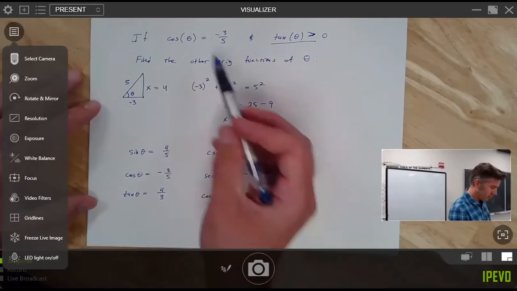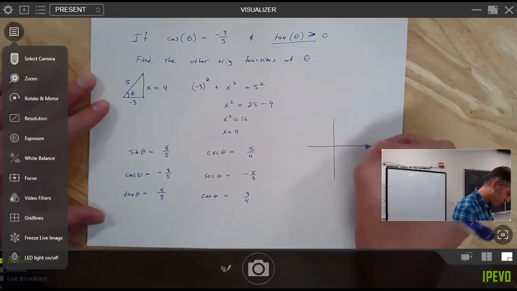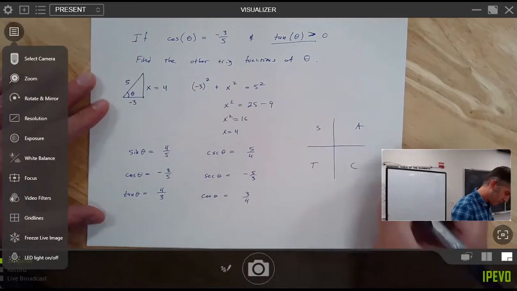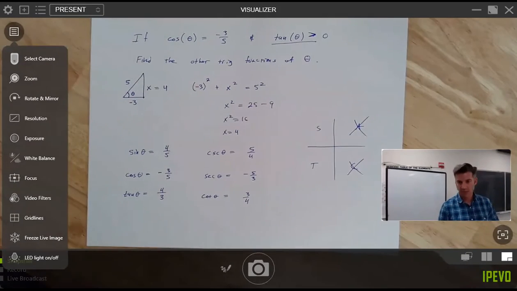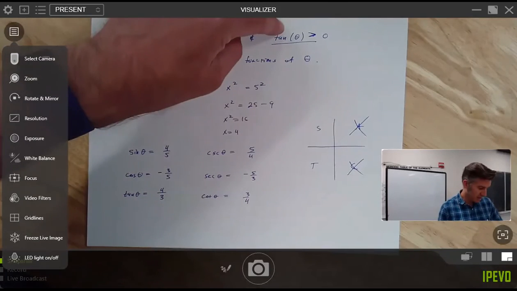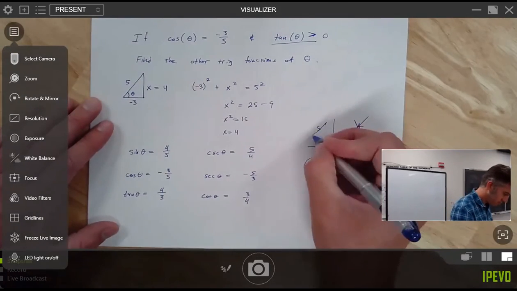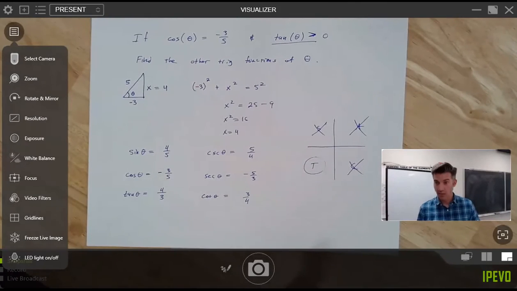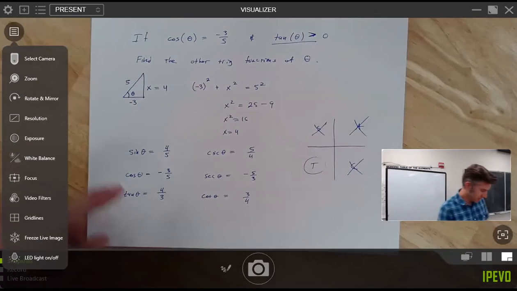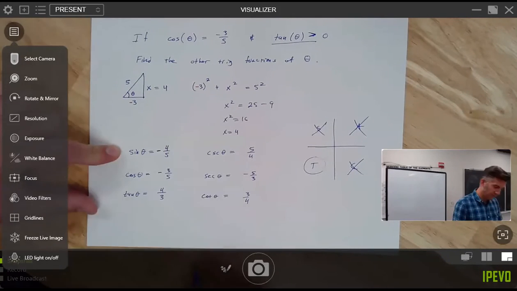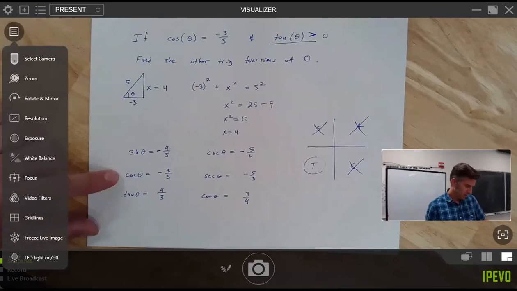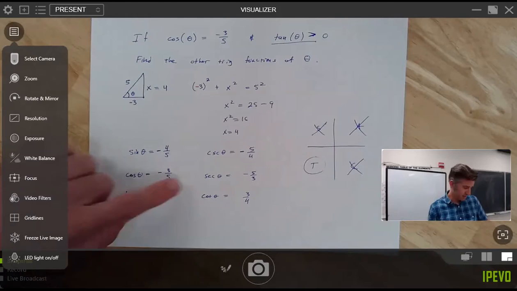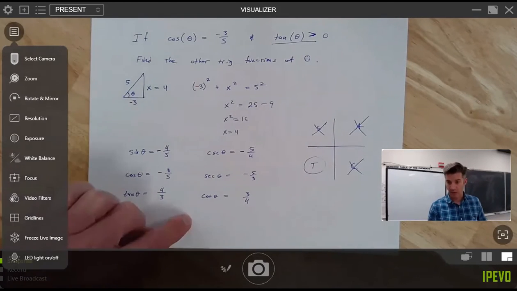If you know that cosine is negative, I can't be here and I can't be here. And I know if tangent's positive, I have to be here. So we're in quadrant 3, where tangent is positive and sine and cosine are both negative. So that means this sine should actually be negative 4/5, and this cosecant should actually be negative 5/4. Cosine is right, being negative, as is secant, and tangent is right, being positive, as is cotangent.